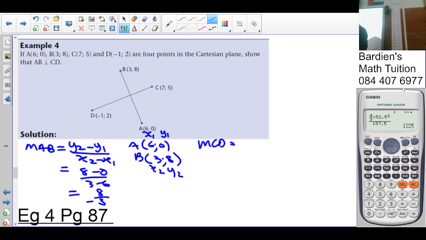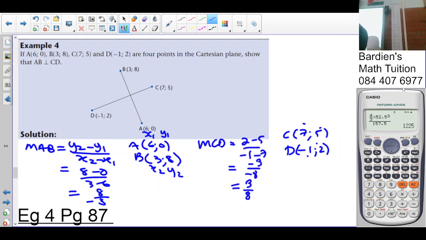Okay, the gradient of CD is going to again be y2 minus y1 over x2 minus x1. So it's going to be C, which is (7, 5), and D, which is (-1, 2). So it will be 2 minus 5 over negative 1 minus 7. This gives you negative 3 over negative 8, which is 3 over 8. Would that answer the question? No. Okay? Now we state the obvious.